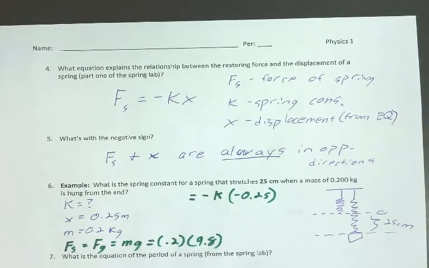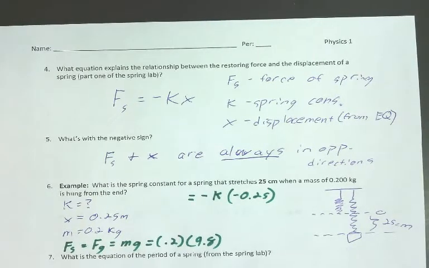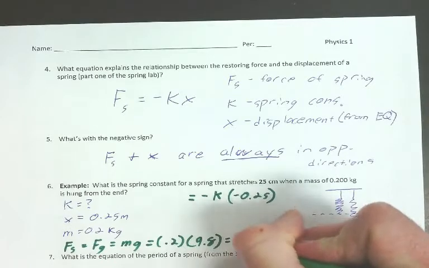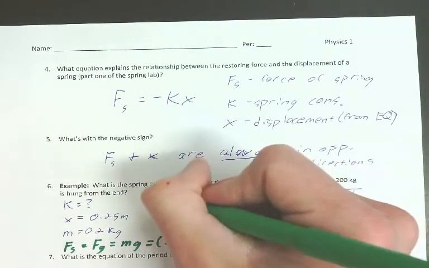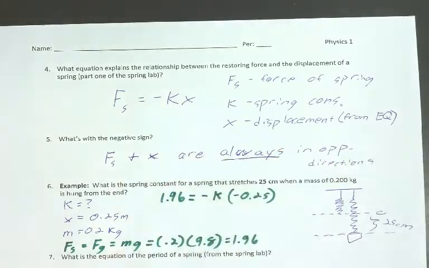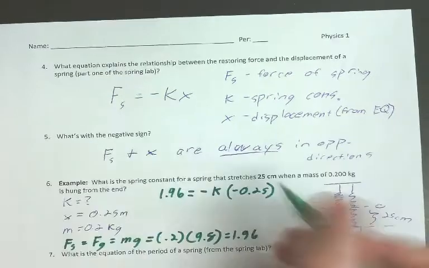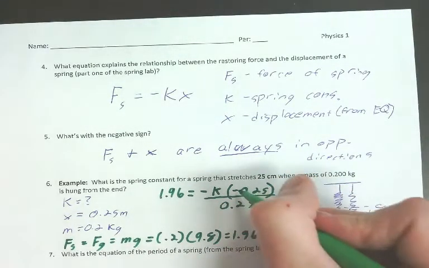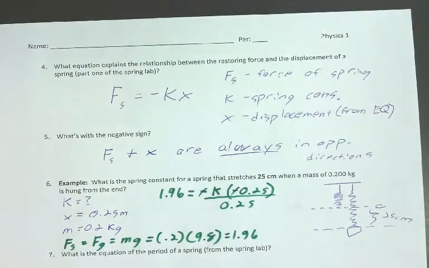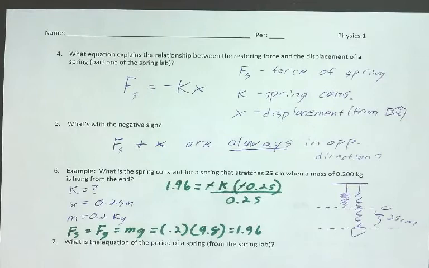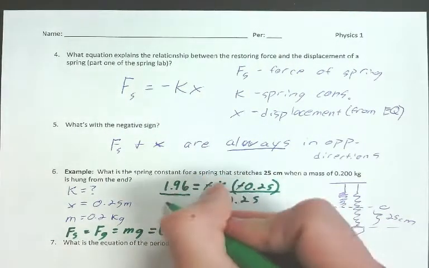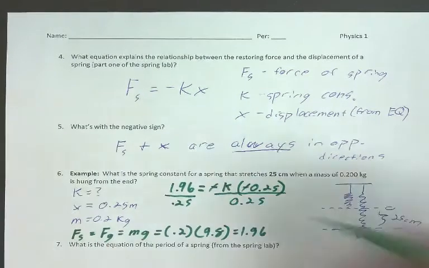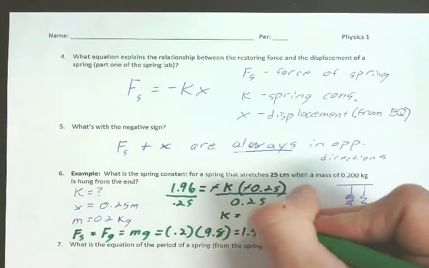Should be 0.196, but I want to make sure I'm not doing anything dumb. Good. So we get 1.96. To get K by itself, we're going to divide both sides by 0.25. The reason I'm dividing by 0.25 is these negatives will cancel. A negative and a negative cancel out to give you just a positive. So I'm just going to divide by regular old 0.25. When I do that, I get my value for K to be 7.84.